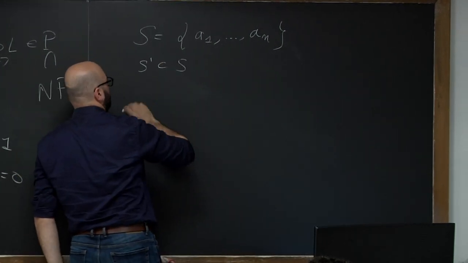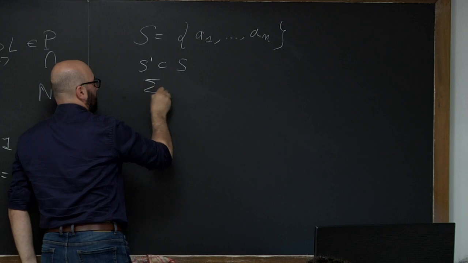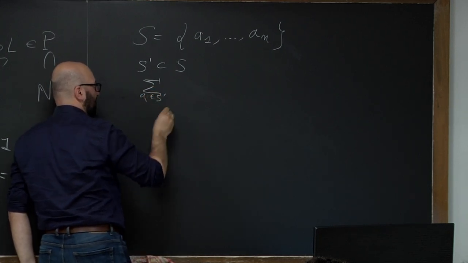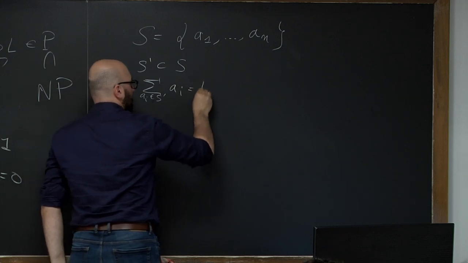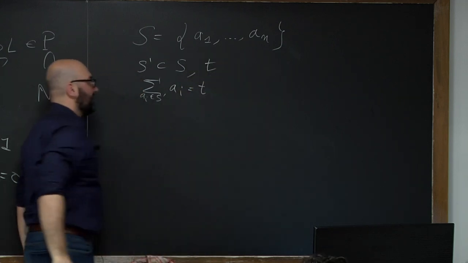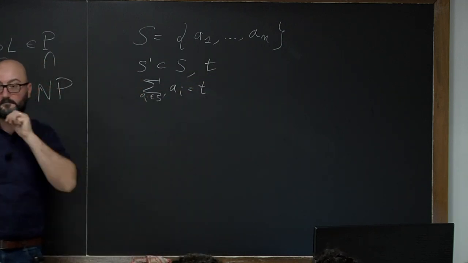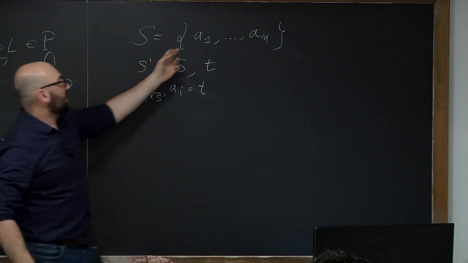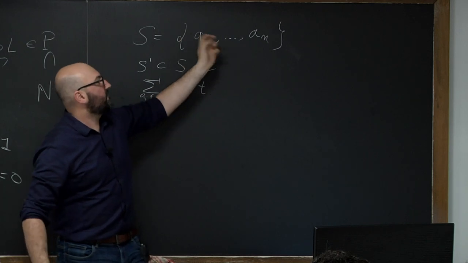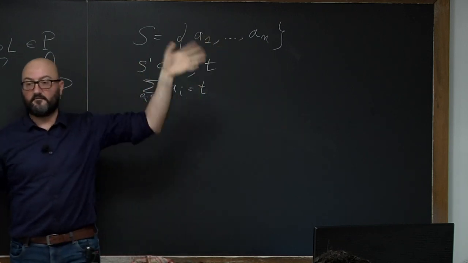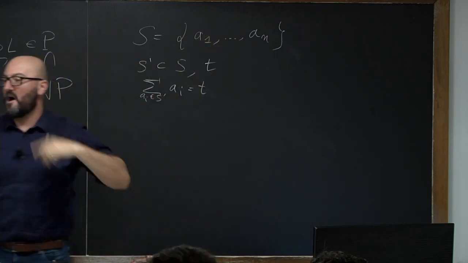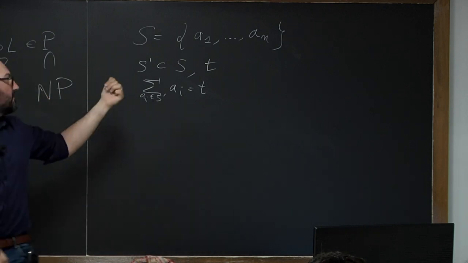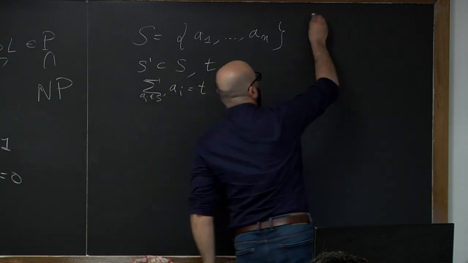the sum over the ai contained in S' equals the target T, and I get a target value. So these are a set of numbers, like 1, 3, 4, 5, 37, 43. And then I give you a target, 157. And I ask you, is there a subset of this? It's called subset sum.